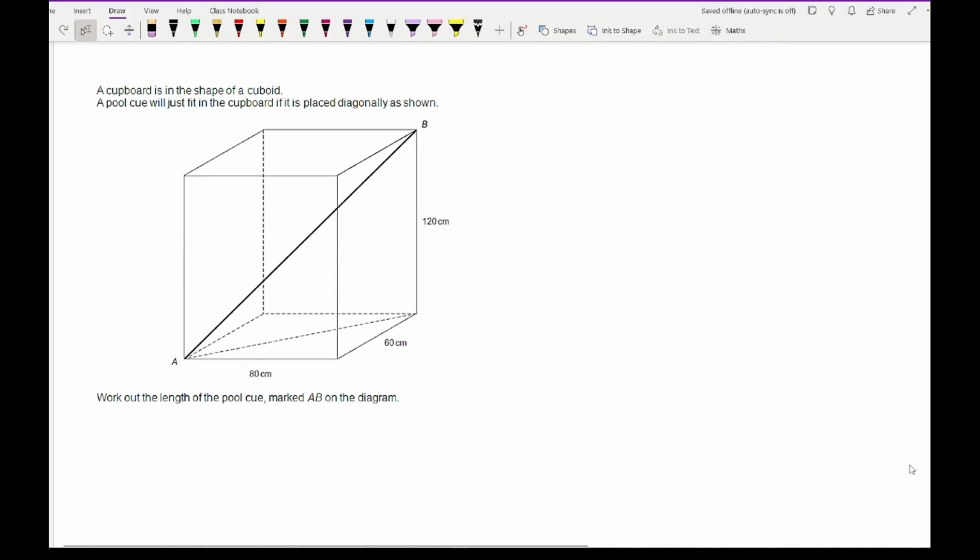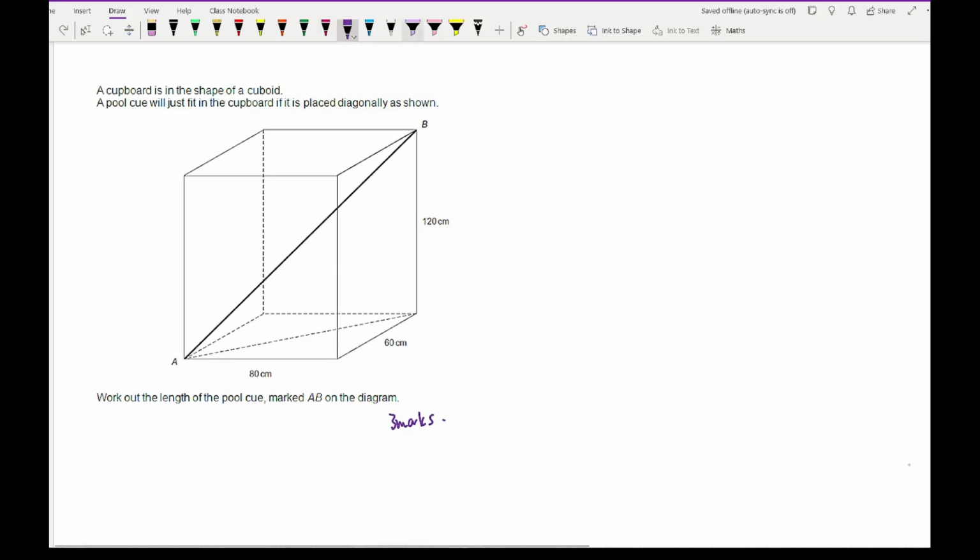So let's have a look at another question. Again, this is very, very similar, but this was taken from an actual exam paper and was worth 3 marks. So not really that generous in terms of how many marks are on offer, but this one is worth 3. It's asking me to work out the length of the pool cue. It says a cupboard is in the shape of a cuboid. A pool cue will just about fit in the cupboard if it's placed diagonally as shown. And the question is just asking us to work this out.